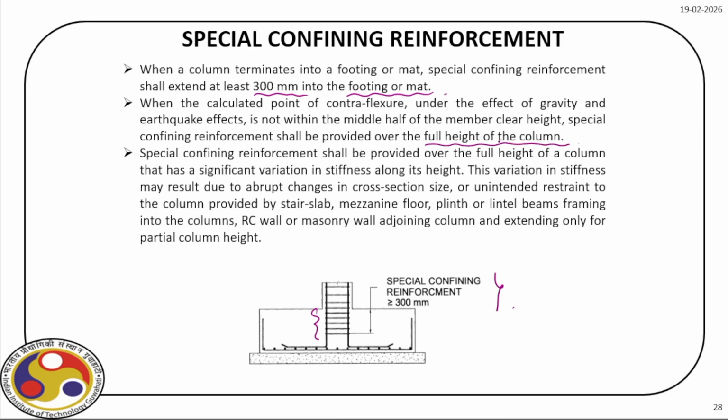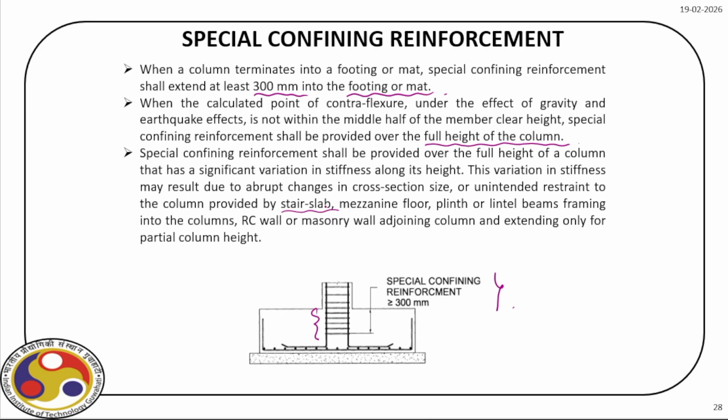Okay. And then finally, special confining reinforcement shall be provided over the full height of the column that has a significant variation in stiffness along the height. This variation in stiffness may result due to abrupt change in cross-section size or unintended restraint to the column provided by stair slab. Okay, these are the special locations.